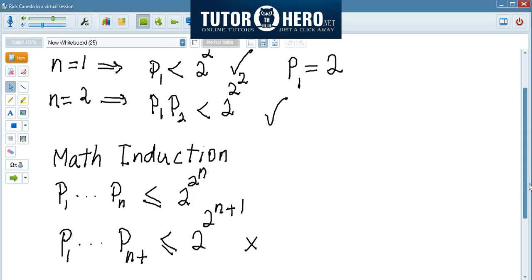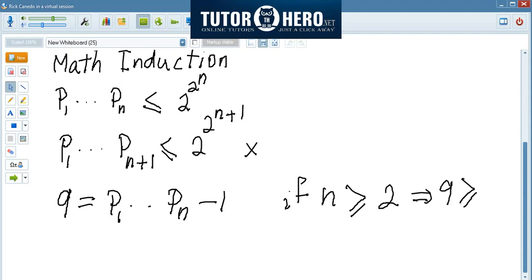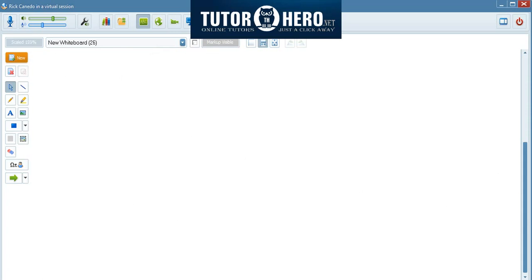And how do I show this? The way to show it is by using this trick. Let's take Q to be the product of p1 through pn minus 1. Certainly, if n is at least 2, then Q is at least something. So what is this quantity here? This quantity is the product of the first n primes minus 1. So if you have at least 2 primes, what do we get here? We get at least 2 times 3 minus 1. So let's go to the next page. So what did we get? We got Q is at least 5.